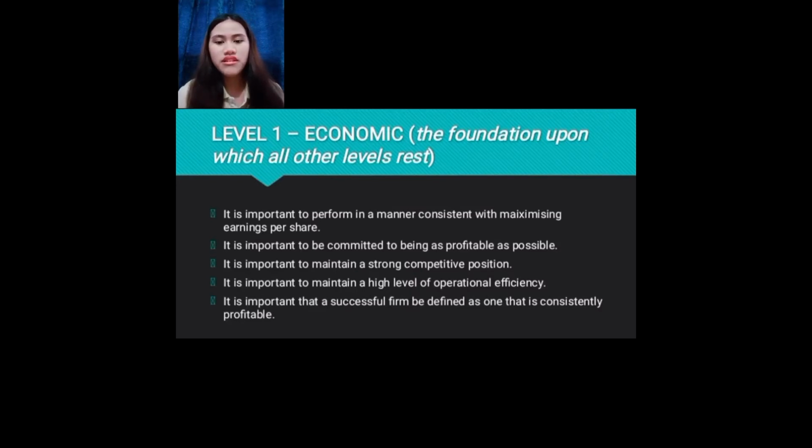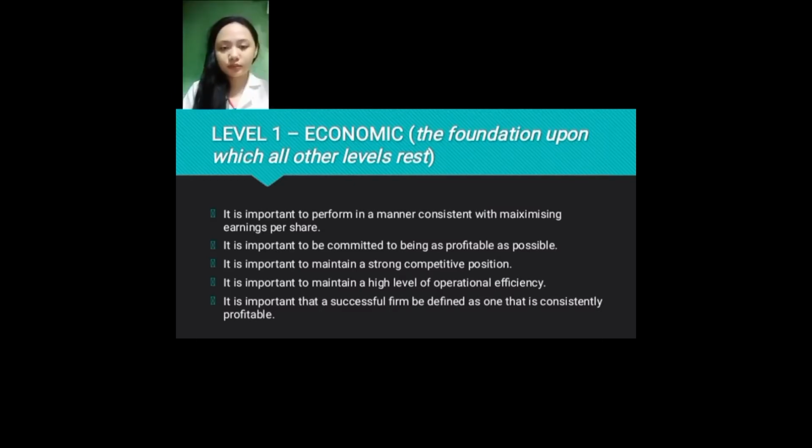Bullet number 3, it is important to maintain a strong competitive position. Siyempre, importante din po na i-maintain mo yung competitiveness mo. Dapat palagi kang competitive kahit na may mga problema o kahit may mga bagong business na pwedeng kumalaban sa'yo. It is important to maintain a high level of operational efficiency.